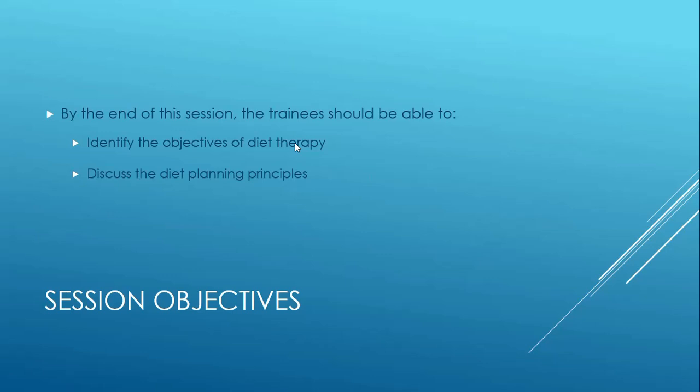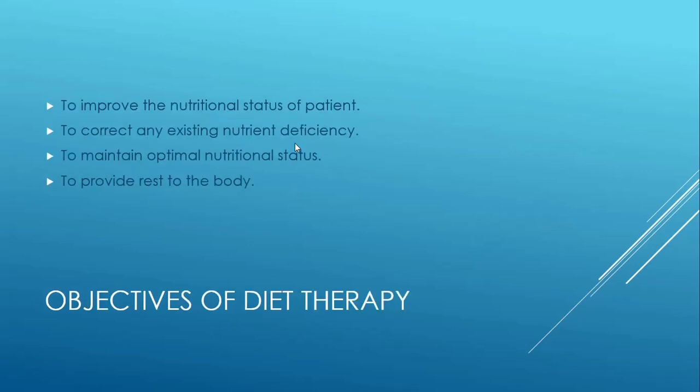So last week, as we have defined diet therapy, we said it's the use of diet in treating diseases, and some of the objectives we can get from the definition is that diet therapy mainly aims at improving the nutrition status of a patient, or to correct any existing nutrient deficiency, or to maintain optimal nutritional status, and also to provide rest to the body. Those are the four main objectives of diet therapy.